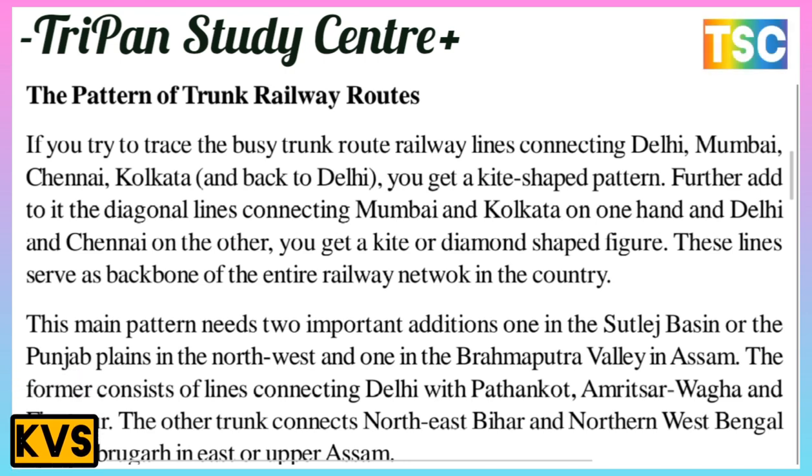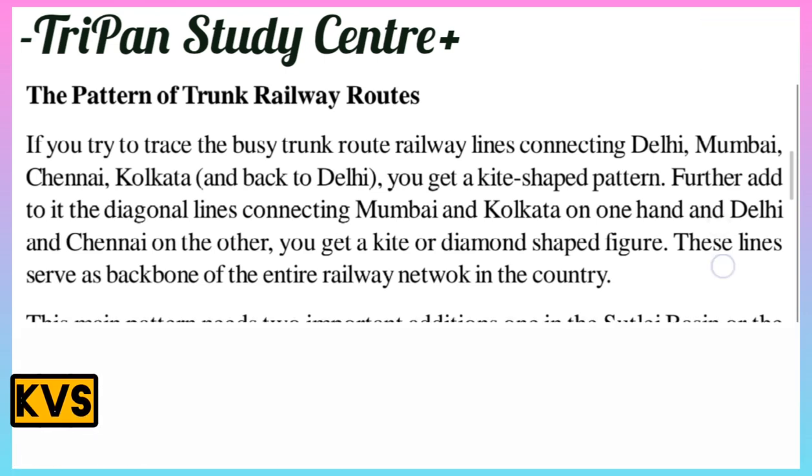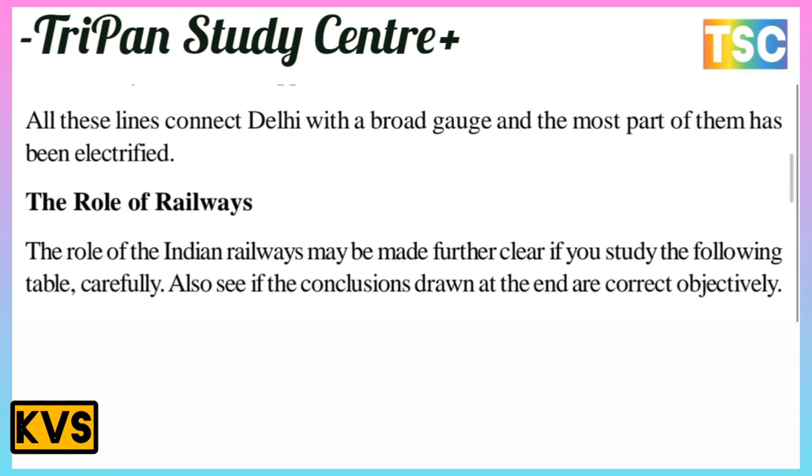There are two important additions to the main pattern: one in the Satluj basin or Punjab plains in the north-west, and one in the Brahmaputra valley in Assam. The former consists of lines connecting Delhi with Pathankot, Amritsar, Bhatinda and Firozpur. The other trunk connects north-east Bihar and north-west Bengal with Dibrugarh in upper Assam. All these lines connect to Delhi with broad gauge and most of them have been electrified.